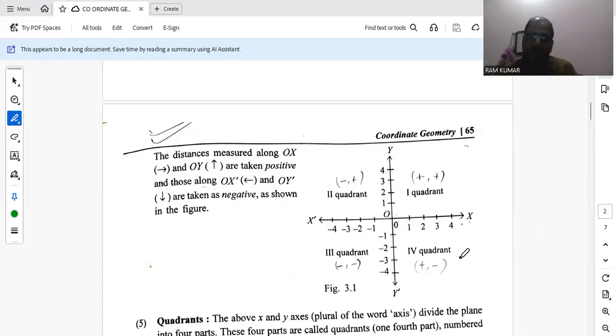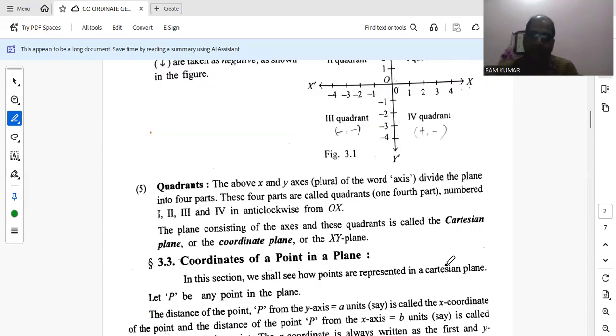Now the next point is how to represent a coordinate. Before that, you should know what is meant by a coordinate. The coordinate is the position of a point in the Cartesian plane, meaning where a point is lying. The coordinate will show the position of the point, where it is lying.